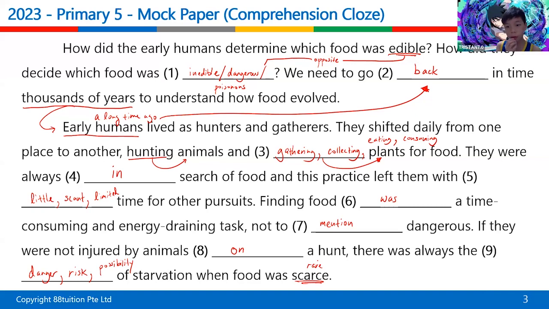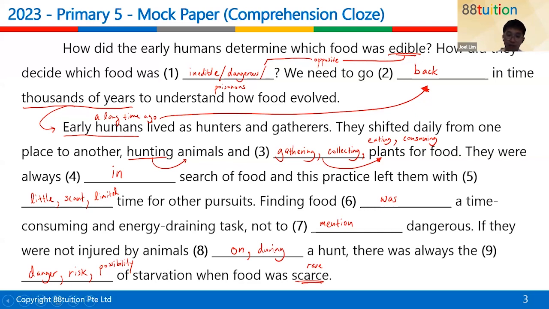Mr. Joel, yes. For question 8, can I put like if they were not injured by the animals during a hunt? If they were not injured by animals, yes, I will accept during a hunt. That works as well. Good addition, Tristan. That definitely works. Nice one. So if they were not injured by animals during a hunt, good.